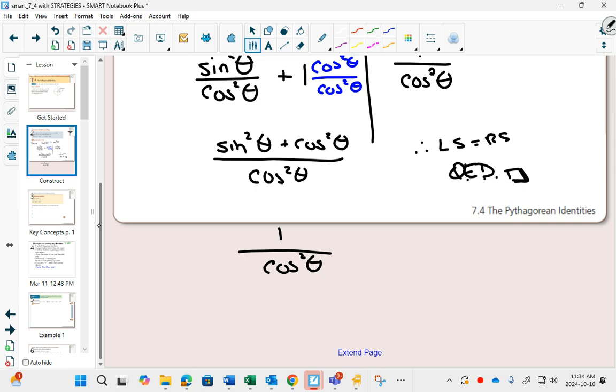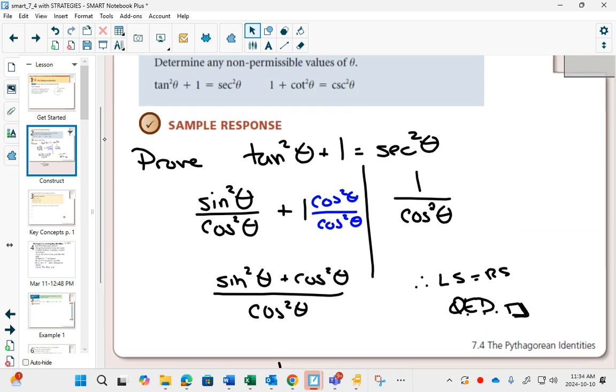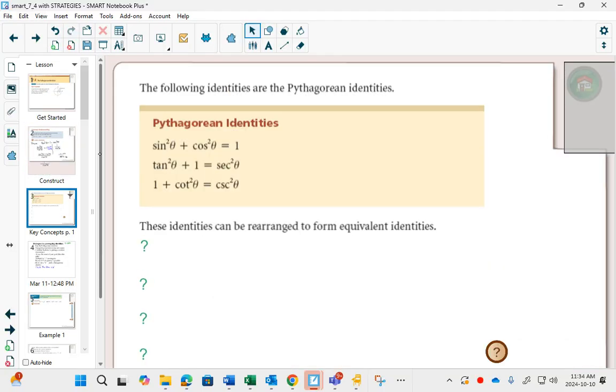Now this result is so useful and so important that they've added it to your formula sheet. That tan squared theta plus 1 equals secant squared theta, which means anytime you have a tan squared theta plus 1 in a proof, you can immediately change it to a secant squared theta. Similarly, they've included the other proof, which we're not going to do. We could do it the same way. That 1 plus cotangent squared theta is cosecant squared theta. These are called your Pythagorean identities, along with sine squared theta plus cos squared theta equals 1.